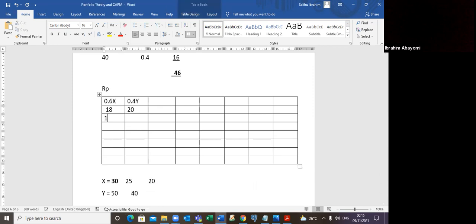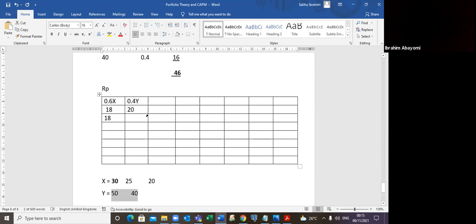30 of this will be 18. And 40 times 0.4 will be what?